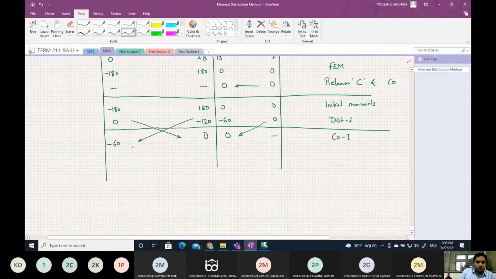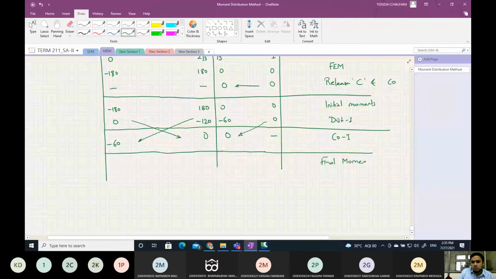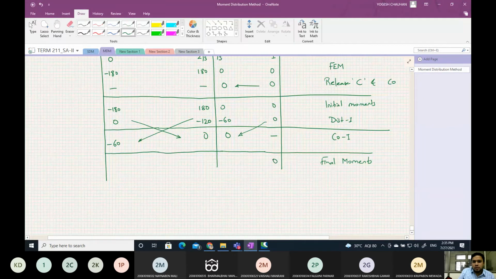So our final moments will be 0 here, minus 60 here, this will be plus 60, and this will be minus 240.